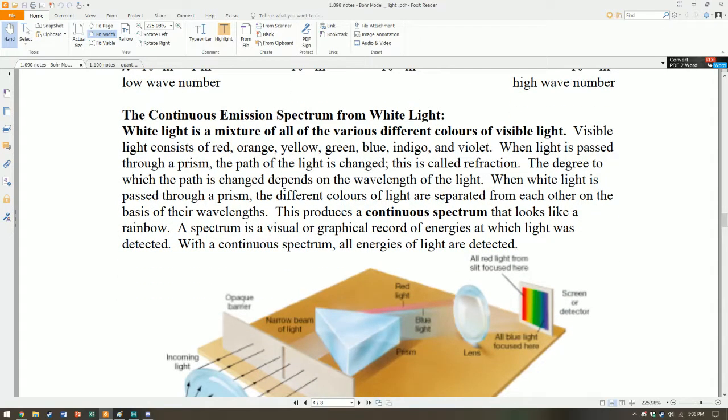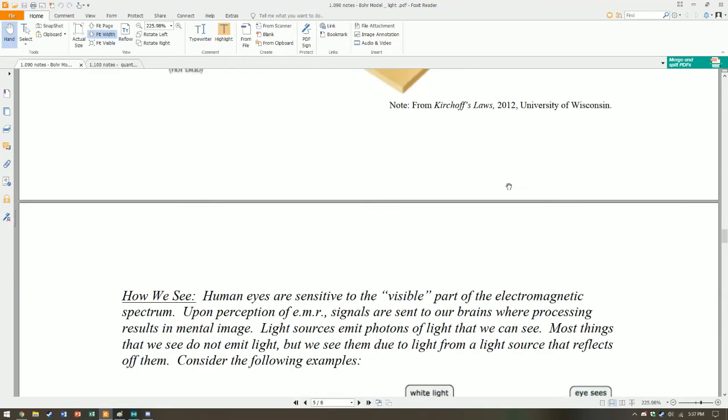White light is a mixture of all the different colors of light, and you can show that by putting it through a refracting prism. Each color will refract at a slightly different angle because they have different wavelengths, and they form a nice little rainbow as you see here.